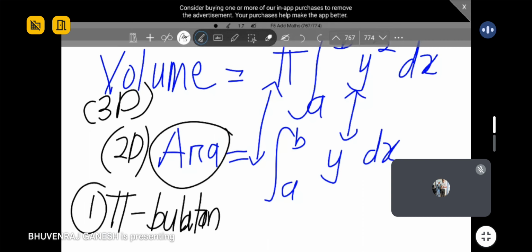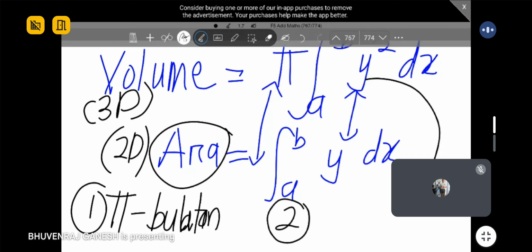Okay, second question. Why got y square? Kenapa isi padu nilai y kena kuasa 2, tapi luas hanya y? What is the reason? Anyone know?